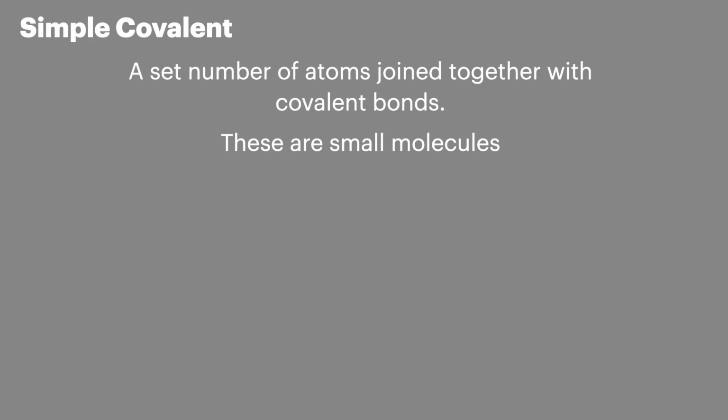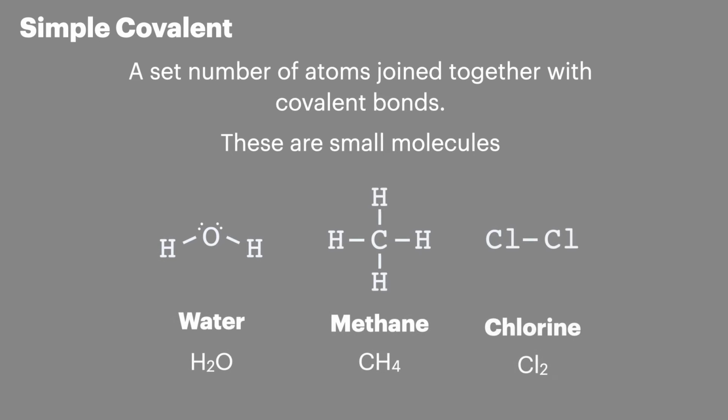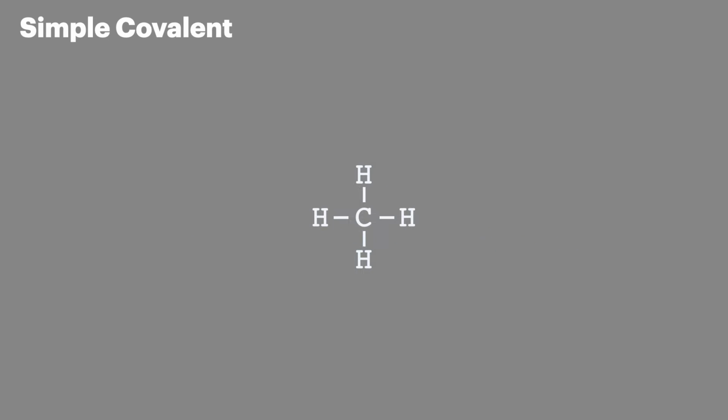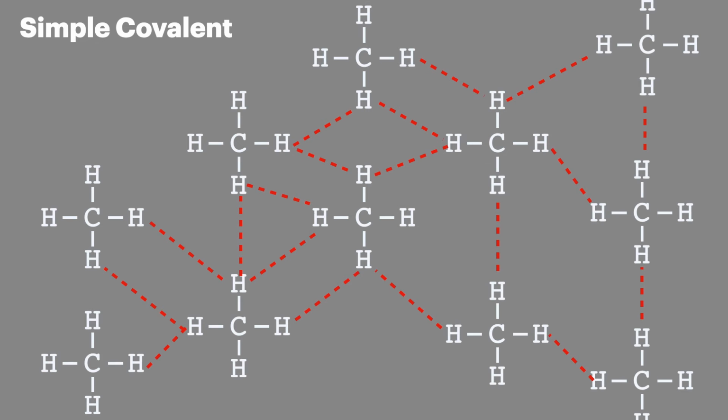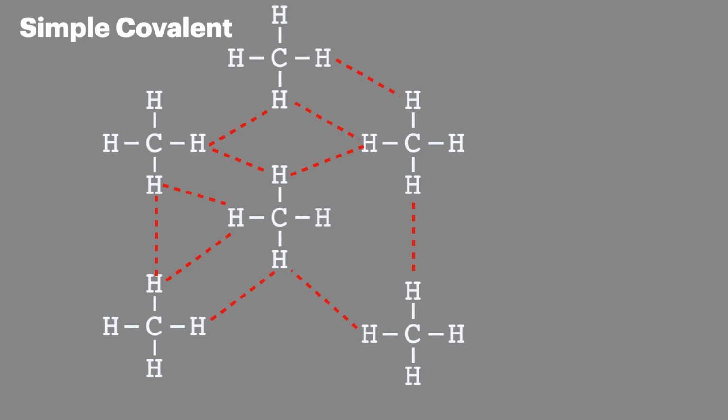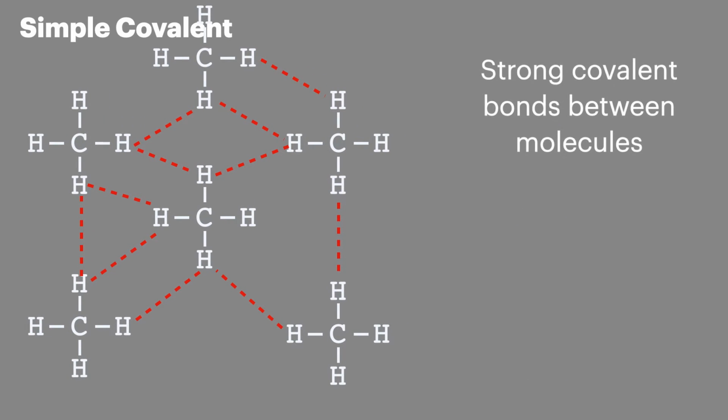Simple covalent molecules are a set number of atoms joined together with the covalent bond, and they are comparatively small molecules, like water, methane, and chlorine. Simple covalent molecules are held together with intermolecular forces, and this means that you have strong covalent bonds inside the molecules, but very weak intermolecular forces.